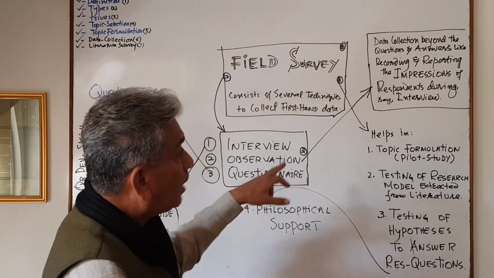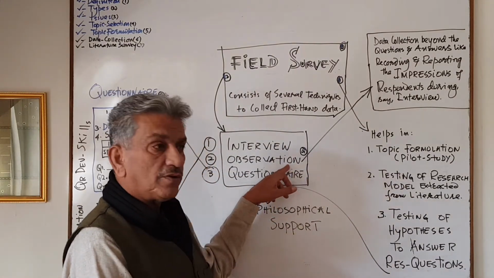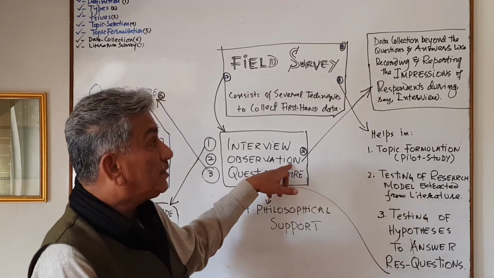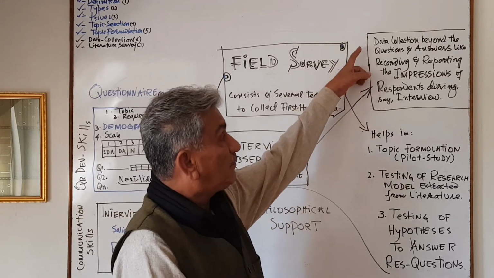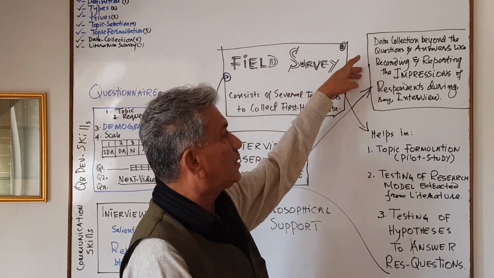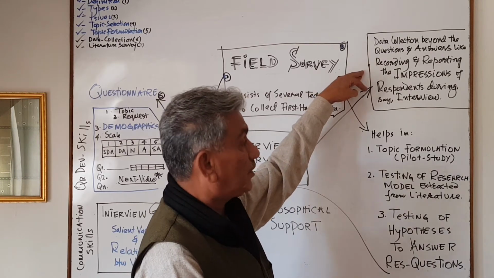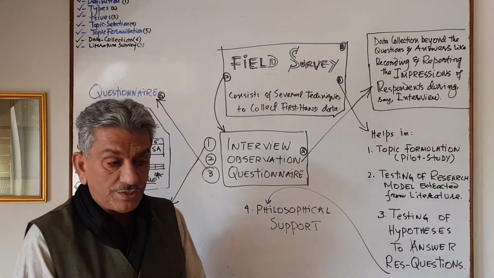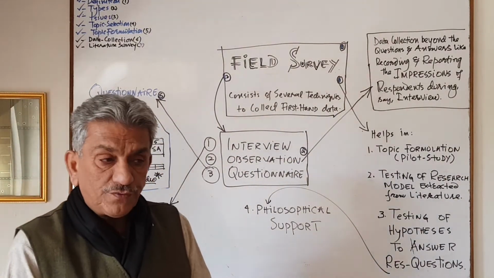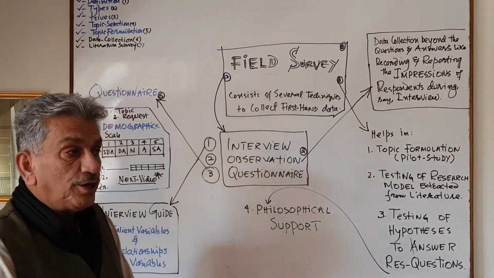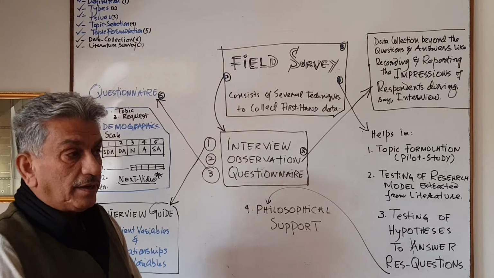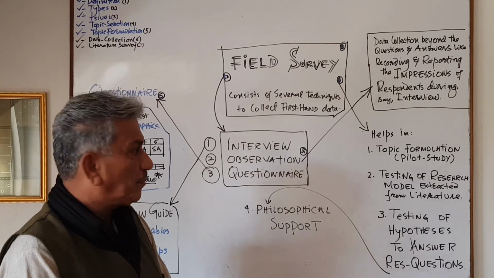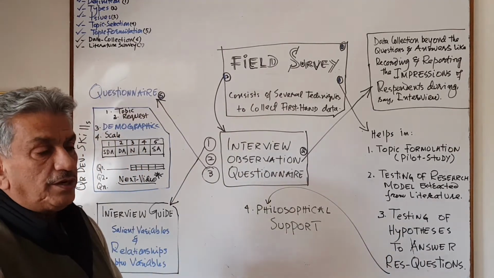The second is observation. Observation means use of the five senses by the researcher to collect factual figures. We can call it the process of data collection beyond the questions and answers, like recording and reporting impressions of respondents during, say, an interview. For example, observation can be used when a researcher is interviewing and collecting data in the language of the respondents, but the researcher can also record the impressions of the respondent at the time of replying to the research questions.